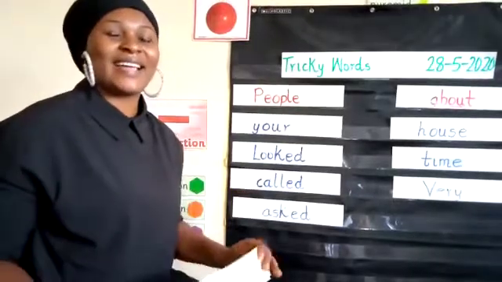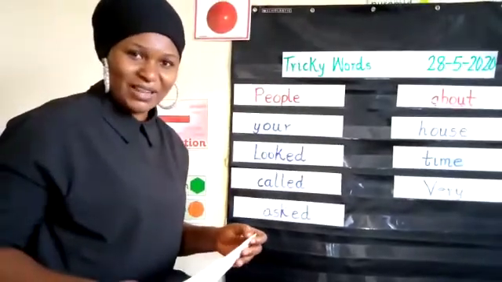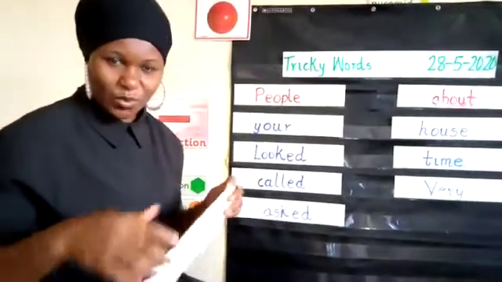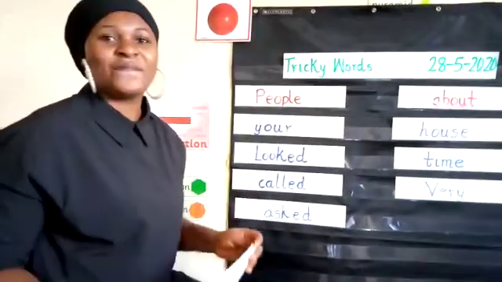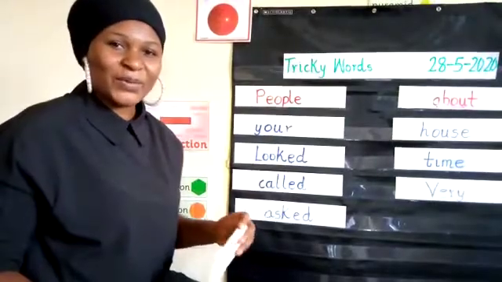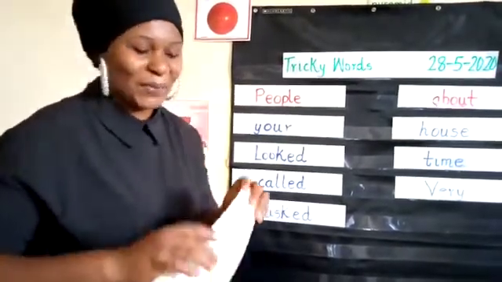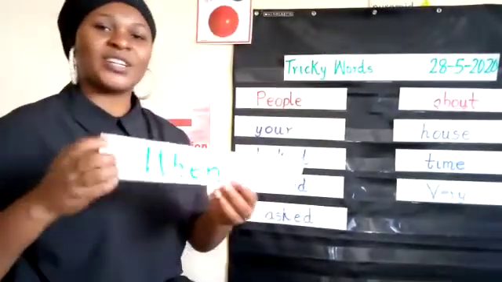10, 9, 8, 7. I'm watching. Who's opening his or her eyes? I'm watching. No opening. 6, 5, 4, 3, 2, 1, 0. Peekaboo! Open your eyes. So here are the words.